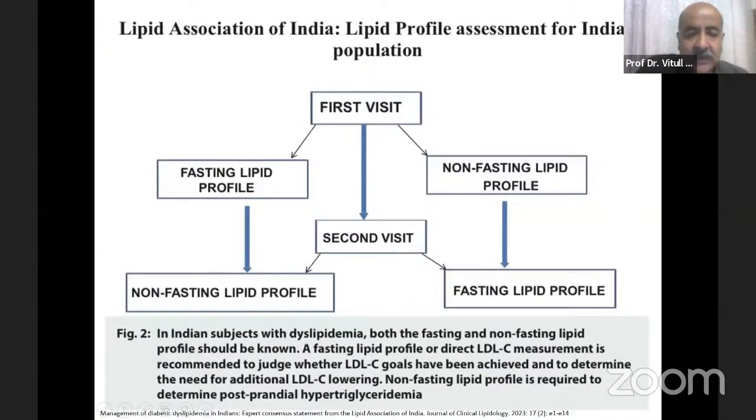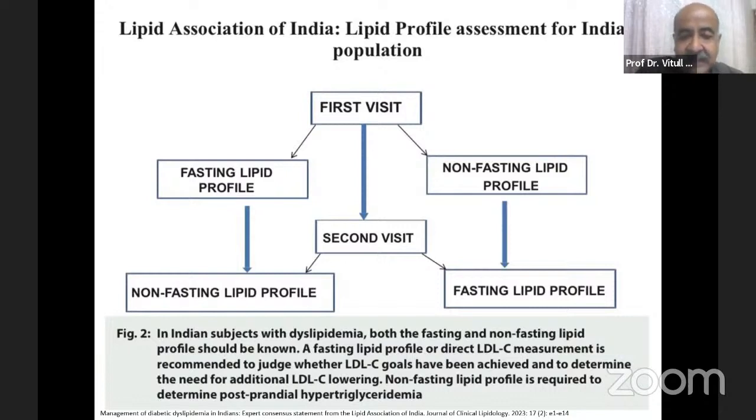So this is very important. Once we go for lipid management, what do we do? The Lipid Association has suggested the lipid profile assessment, especially focusing on the Indian population, that on the first visit, either you get a fasting lipid profile or you get a non-fasting lipid profile. But on the second visit, if we got a fasting lipid profile in the first visit, then we go for a non-fasting lipid profile on the second visit, and vice versa.